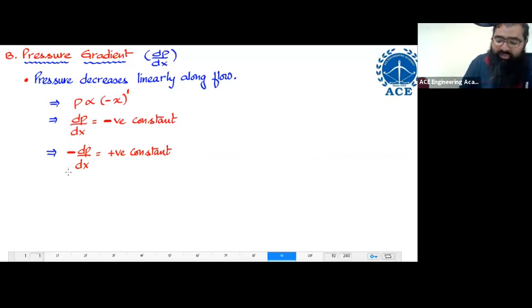This negative dP by dx is actually the amount of pressure drop per unit length. What will you call this thing? You can call it pressure drop per unit length. It is representing pressure drop. Why am I saying drop? Because you are having negative dP; basically pressure is decreasing, therefore pressure drop. Per dx means per unit length.